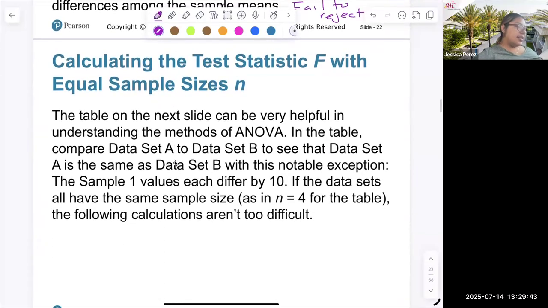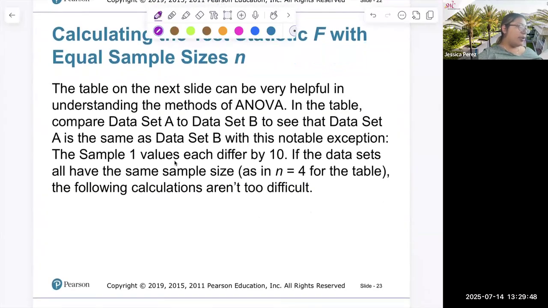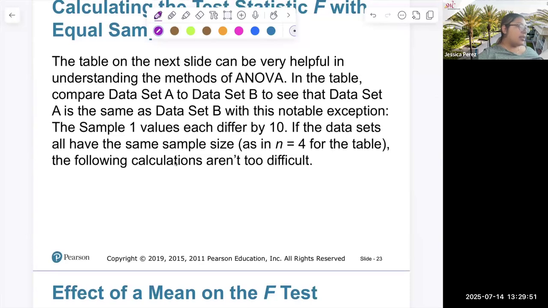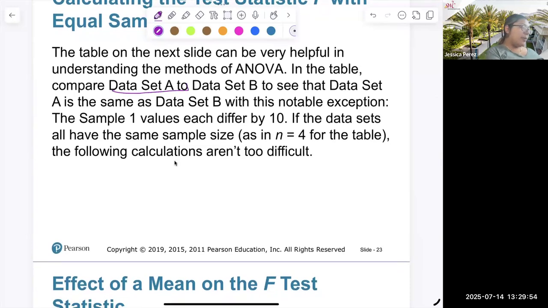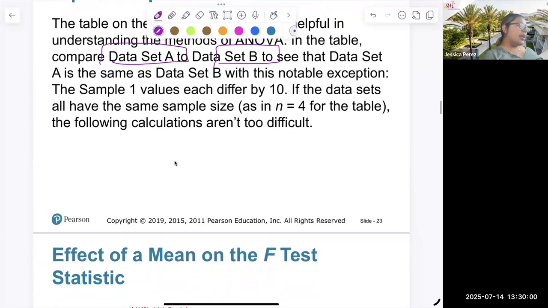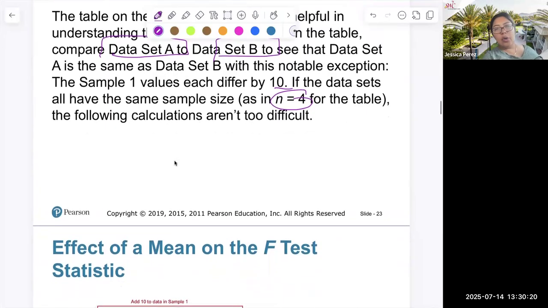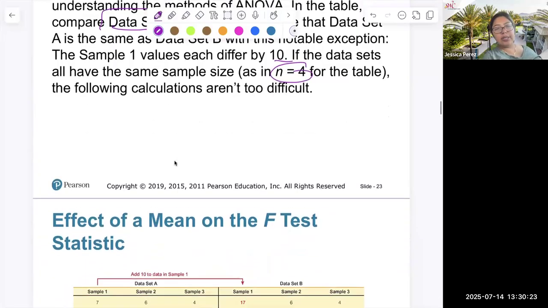Now, to calculate the test statistic F with equal sample sizes n, the table on the next slide can be very helpful in understanding the methods of ANOVA. In the table, we're going to be comparing data set A with data set B, and see that data set A is the same as data set B, with this notable exception: the sample 1 values differ by 10. If the data sets have the same sample size, n equals 4 from the table, the calculations are not too difficult. So instead of having to do this using technology, we can do this by hand if the sample size is reasonable.